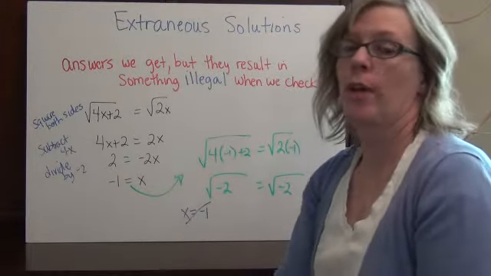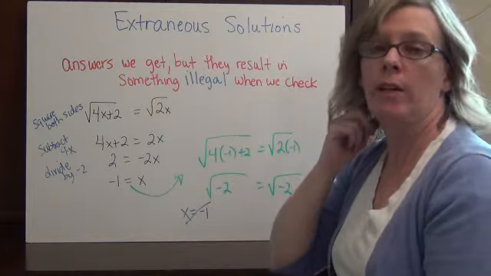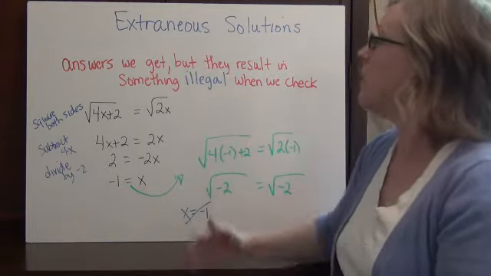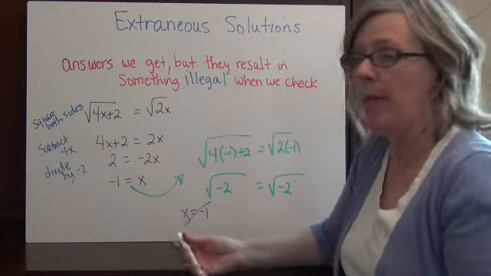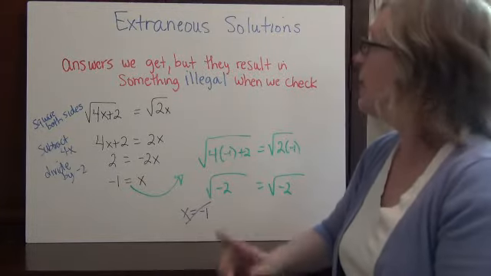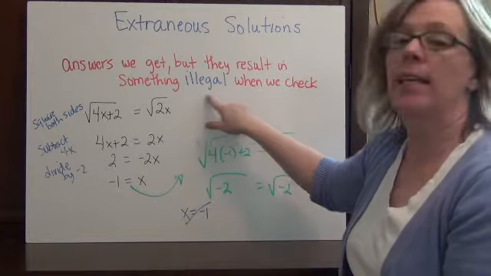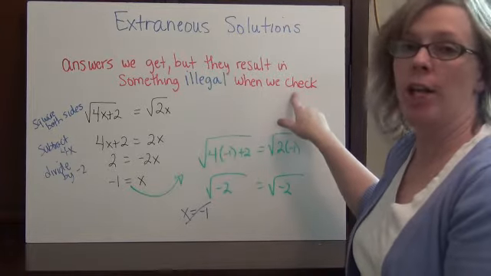Now, let's talk about extraneous solutions. We've mentioned these before in other contexts, but essentially an extraneous solution is an answer that you got correctly. You did all the math, you got the answer, it's correct, but it results in something illegal when we plug it back in to check it.